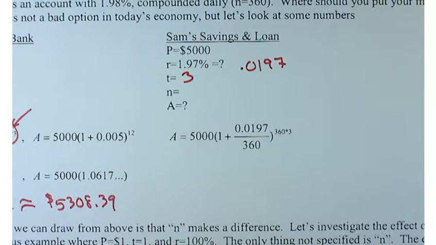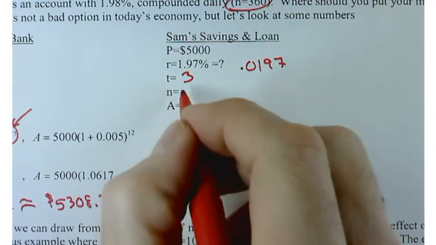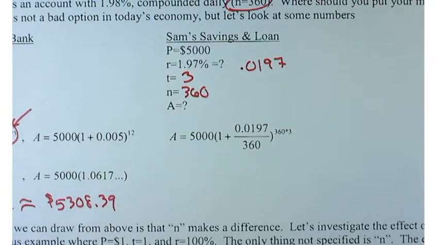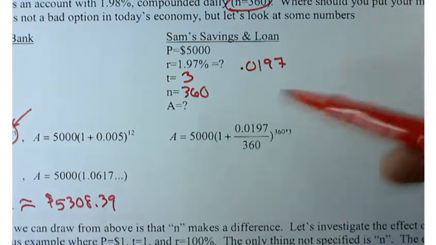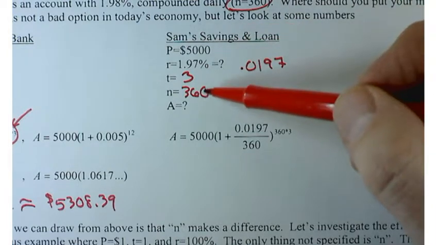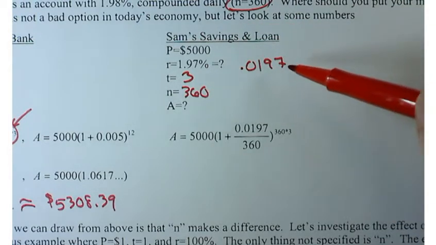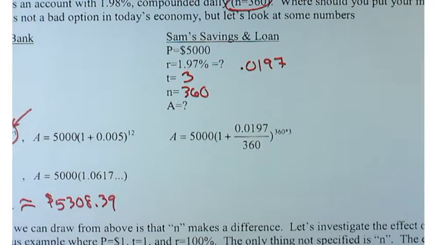All right, now stranger than fiction. When I think of daily, I think of the number of days in the year. I think of 365. When banks think of daily, it's 360. Daily interest, this is no joke, daily interest when you compound it at the bank is N equals 360. So if we're investing at Sam's Savings and Loan, yeah, he's compounding interest more often, but he's giving a lower interest rate.